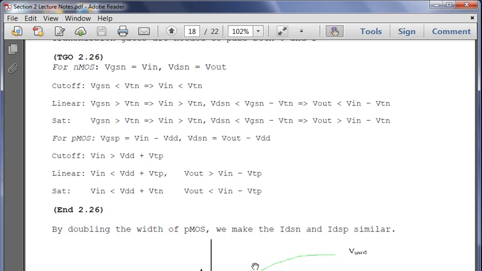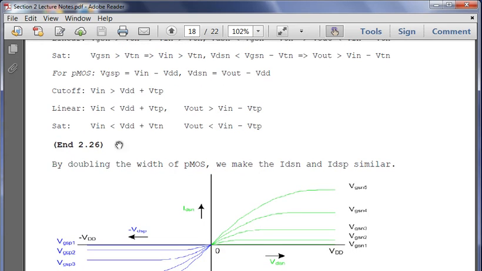And saturation mode, Vin is going to be less than VDD plus the threshold voltage, and Vout is going to be less than Vin minus VTP.